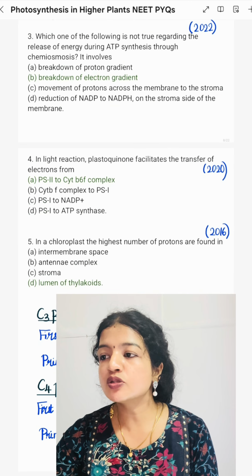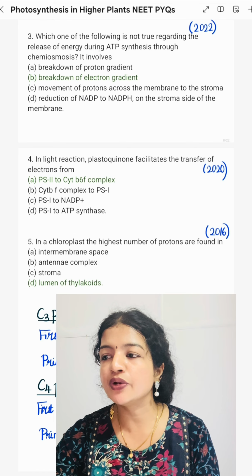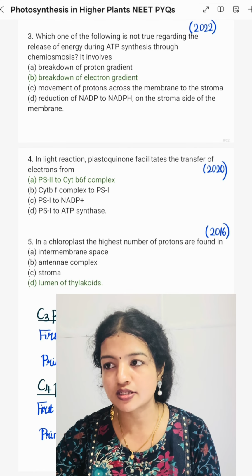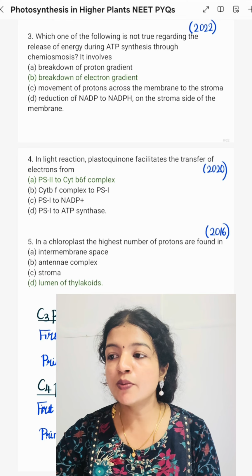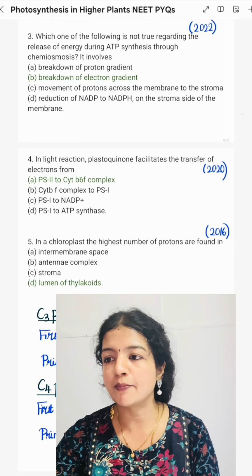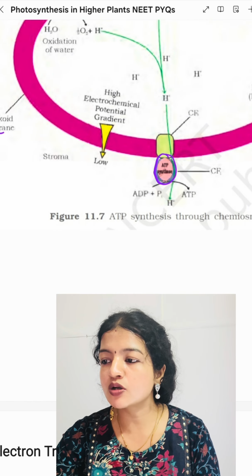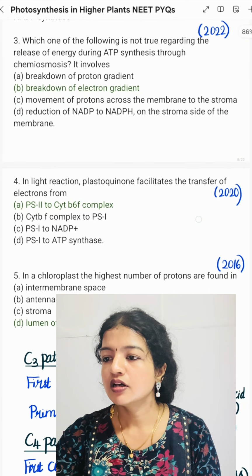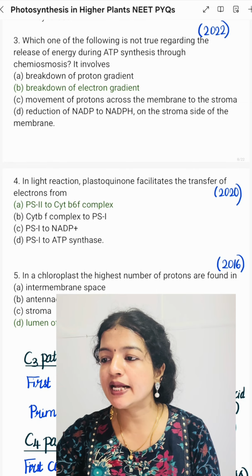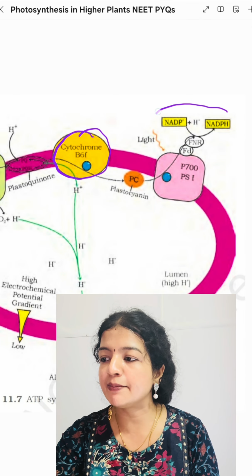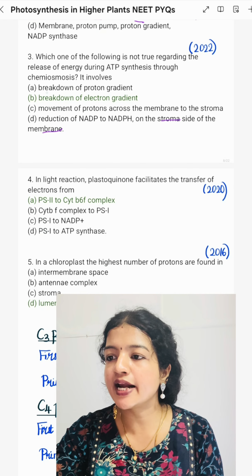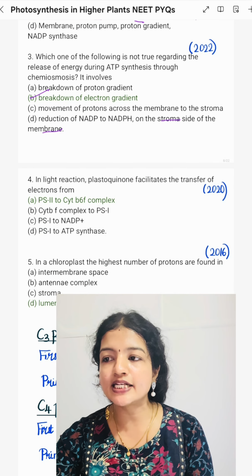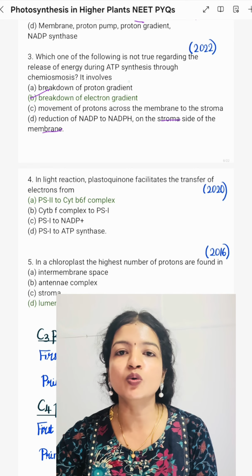Then, which one of the following is not true regarding the release of energy during ATP synthesis through chemiosmosis? Chemiosmosis involves breakdown of proton gradient, correct? Movement of protons across the membrane to the stroma, correct? Then reduction of NADP to NADPH on the stroma side of the membrane. On the stroma side of the membrane, reduction of NADP to NADPH happens. So that is also correct. Breakdown of electron gradient is what is not true regarding the release of energy during ATP synthesis through chemiosmosis.